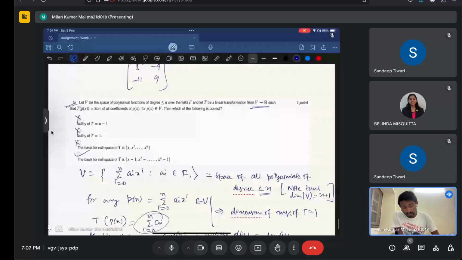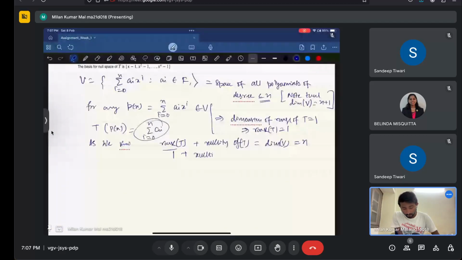So nullity of T is equal to n, that implies the dimension of the null space of T is equal to n. Sorry, this is n plus 1, so that will be n. So this option is false.